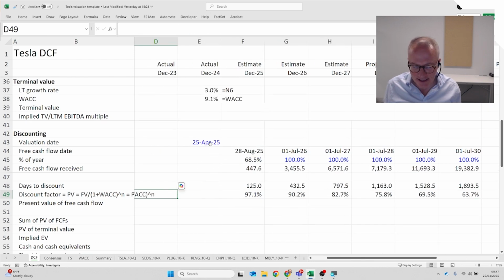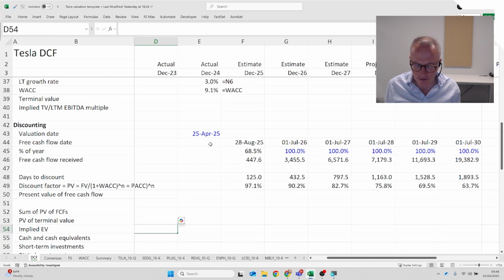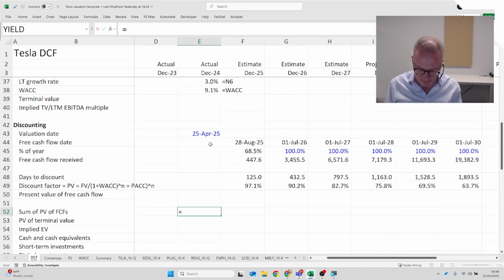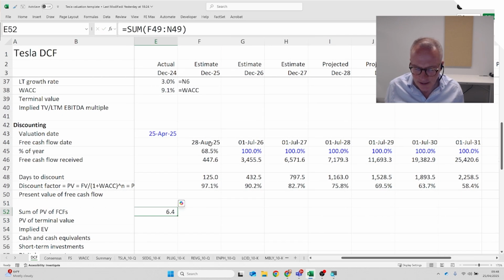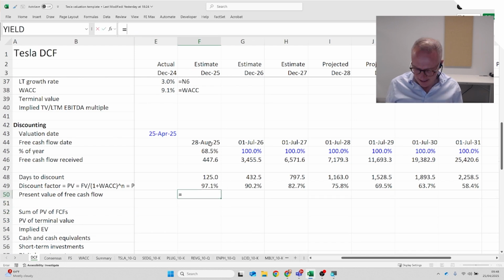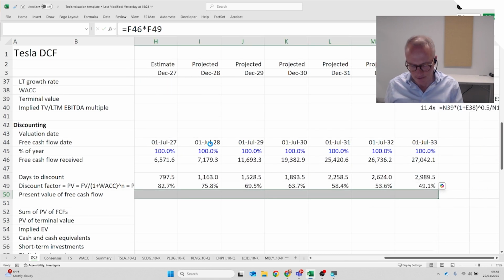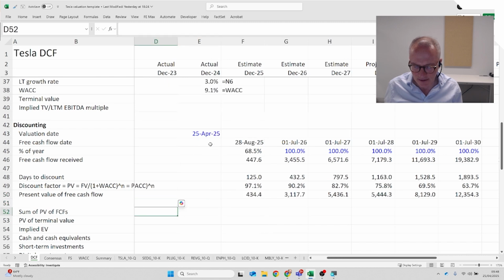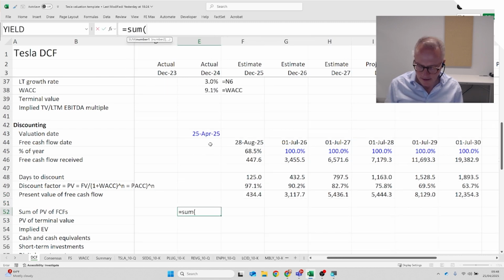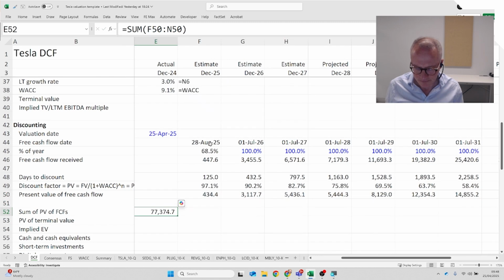So we've got that. Then I want to quickly do the sum of the free cash flows. Sorry, I need to do my present value of my cash flows first. I'm a bit worried about time. So I'm going to take my free cash flow received and multiply it by the discount factor, and that will give me the value of the cash flow in today's money. And then I'll sum up the free cash flows.